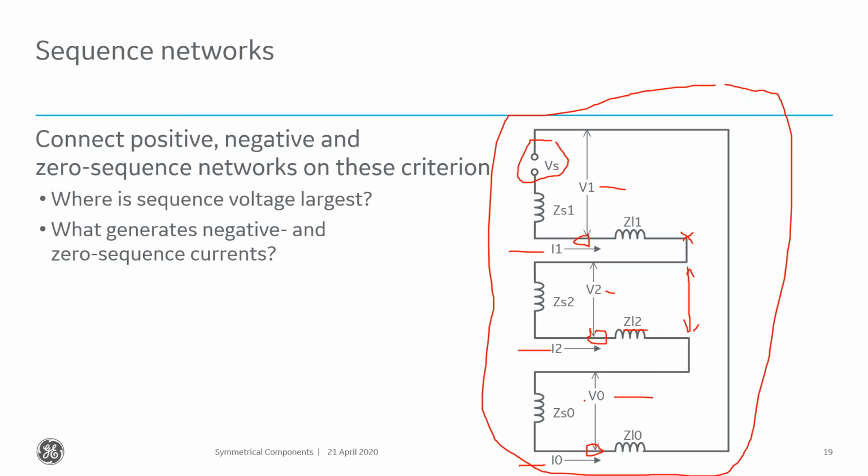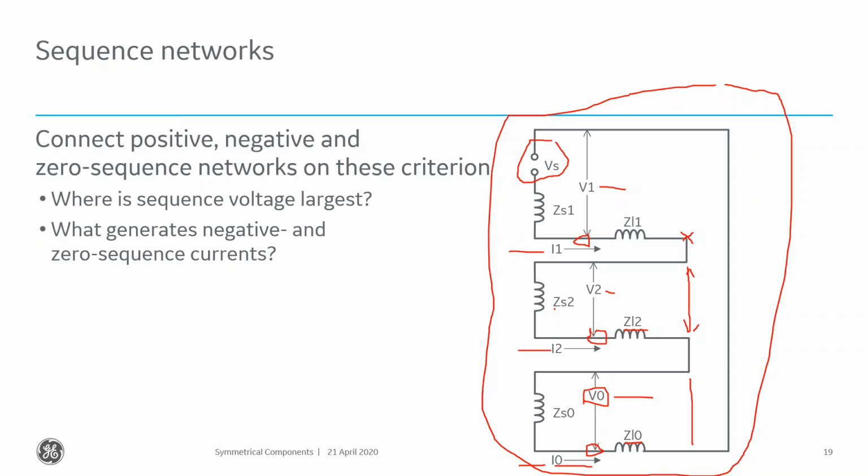Likewise, if I look at my zero sequence quantities down here, that zero sequence voltage sitting at the fault location is dictated by the zero sequence impedance sitting right here, and the zero sequence current that's been driven through that impedance. So as I get closer to the fault location electrically, my zero sequence voltage goes up.